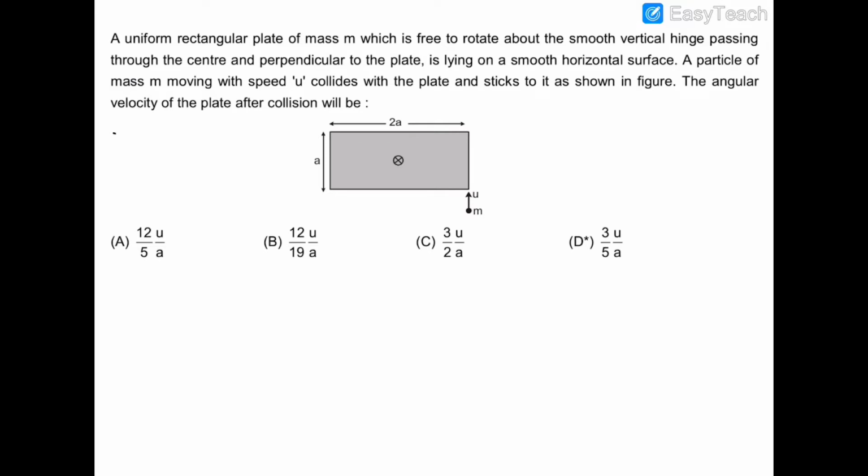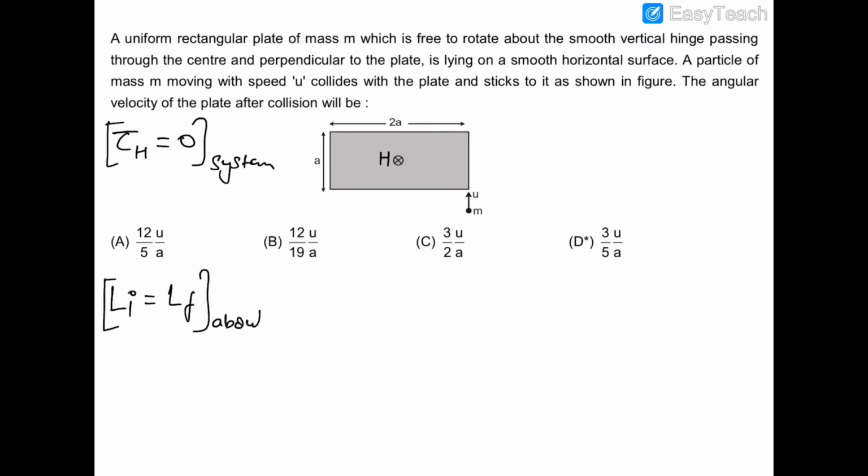So again we can say that the torque acting about the hinge, this is the hinge, would be 0, and this is for the complete system. The system contains this sheet and this ball. So we can say that the initial angular momentum and the final angular momentum of the system about the hinge will be equal. So the initial angular momentum of the system about the hinge is m, u and a. This distance is a, so mua.